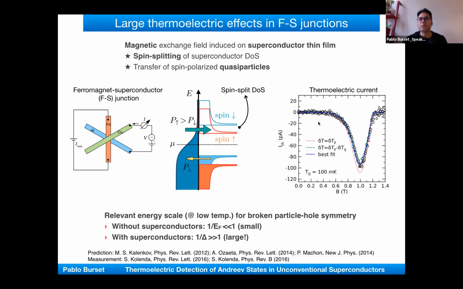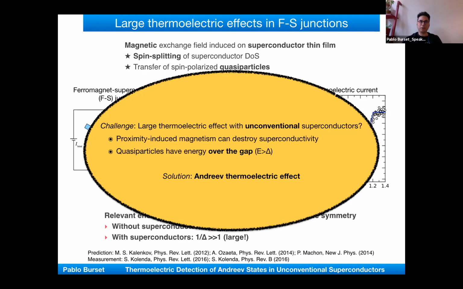That indeed gives rise to some thermoelectric current, as was measured in these experiments by Collenda and collaborators. So what we're trying to propose here is to say, can we do these large thermoelectric effects with unconventional superconductors? And there are obvious challenges. Experimentally, having these thin films maybe is not so easy. Putting them in contact with magnetic materials, some of these unconventional superconductors could be very sensitive.